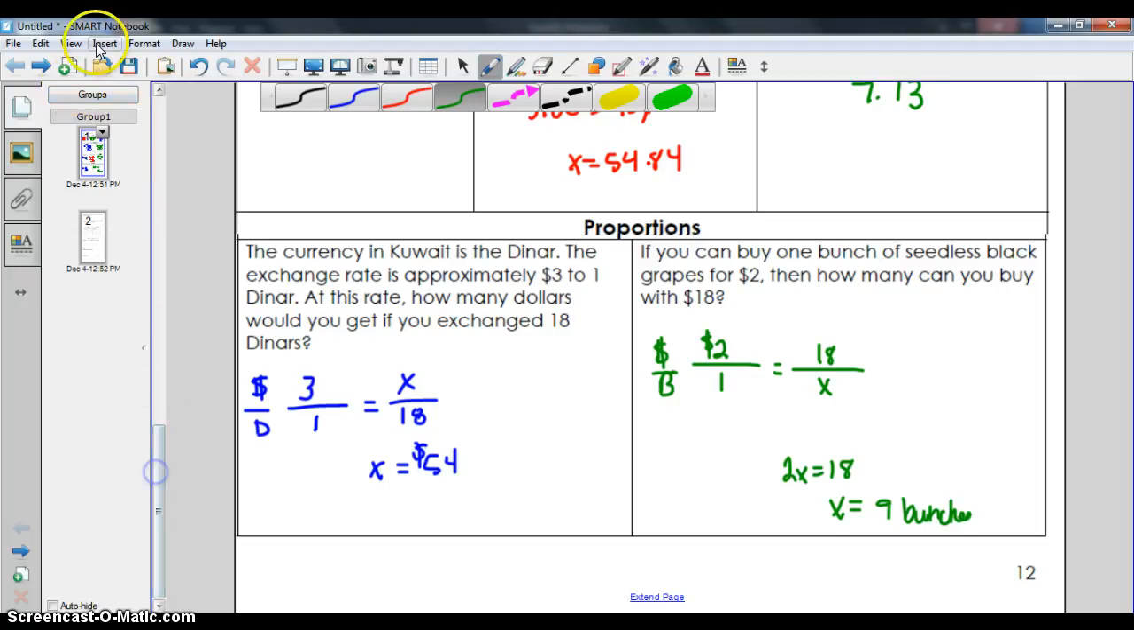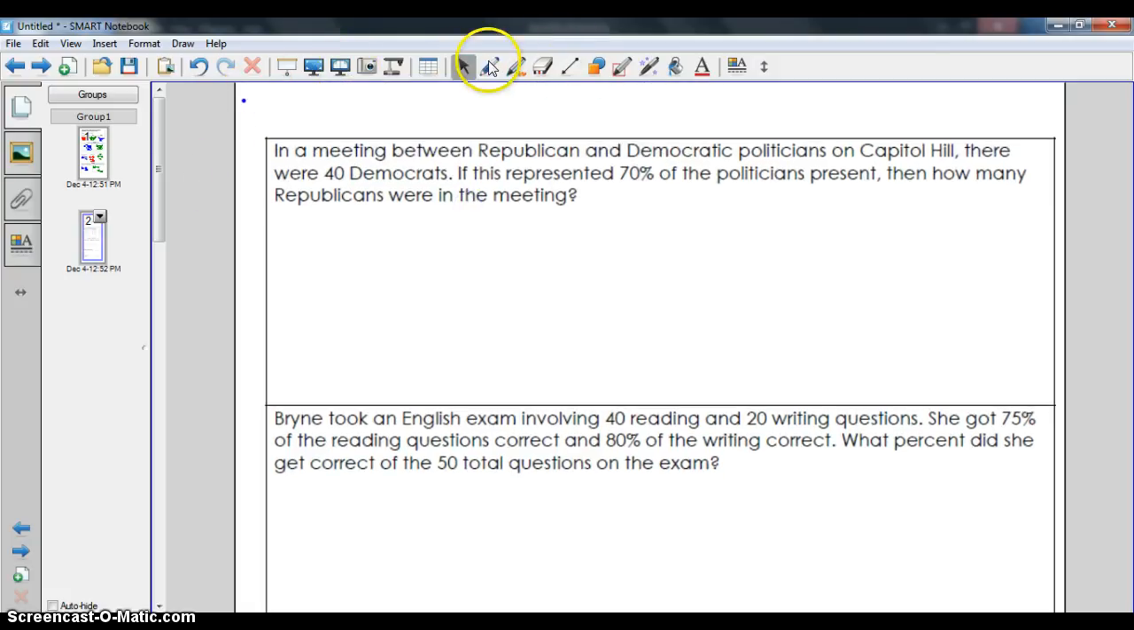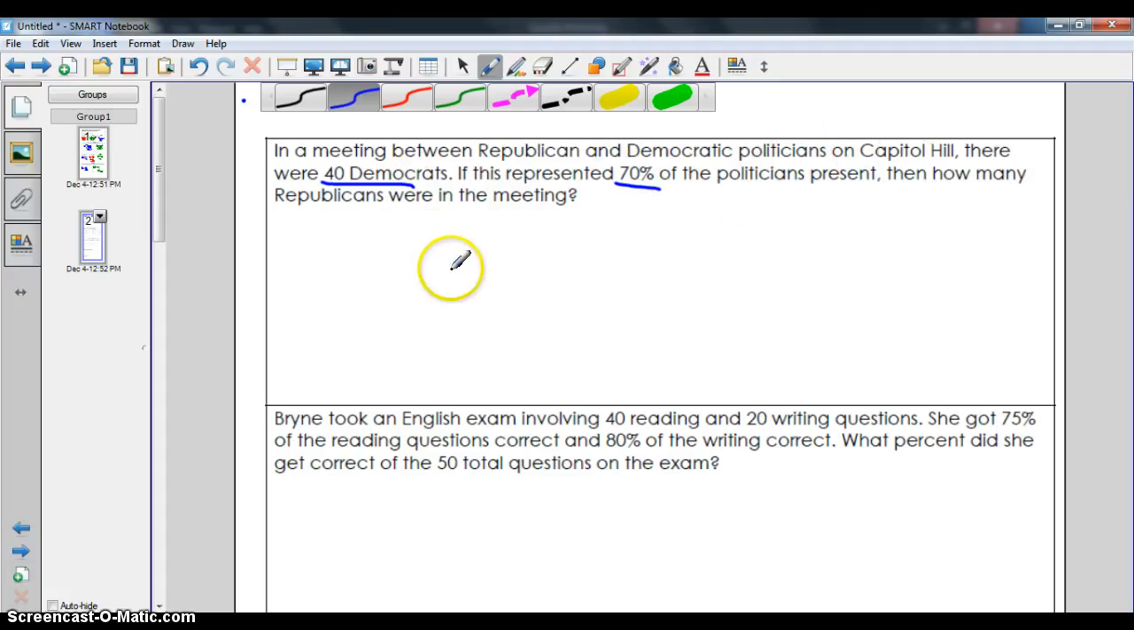All right, let's move along to our word questions. And these are ones you're going to see very similar to on your Compass test, the practice test. So we have 40 Democrats. We have both Republican and Democrats on Capitol Hill here. That represents 70% of them present. How many Republicans were in the meeting?